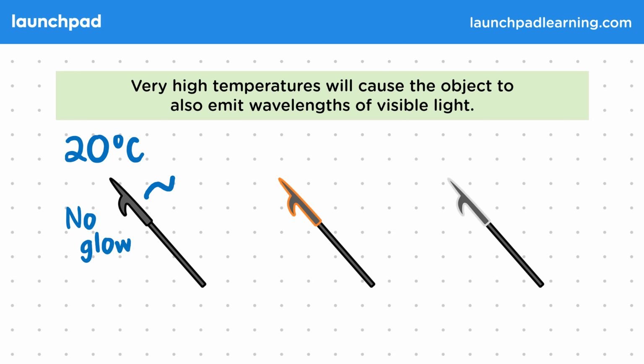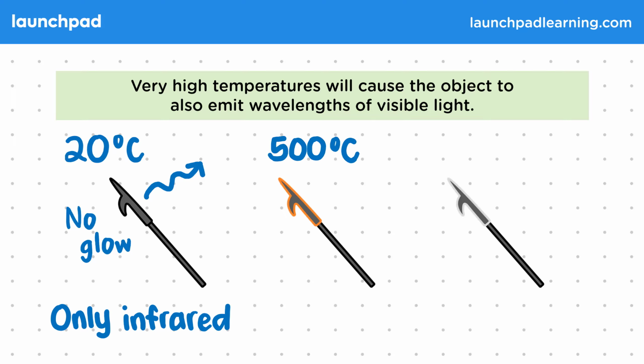This is because of the waves being emitted. They'll only have wavelengths for infrared radiation. Since we cannot see these waves, we don't notice them being emitted by the poker. Then when the temperature of the poker is raised to 500 degrees, we notice this orange glow at the end of the poker. The waves being emitted now have shorter wavelengths.